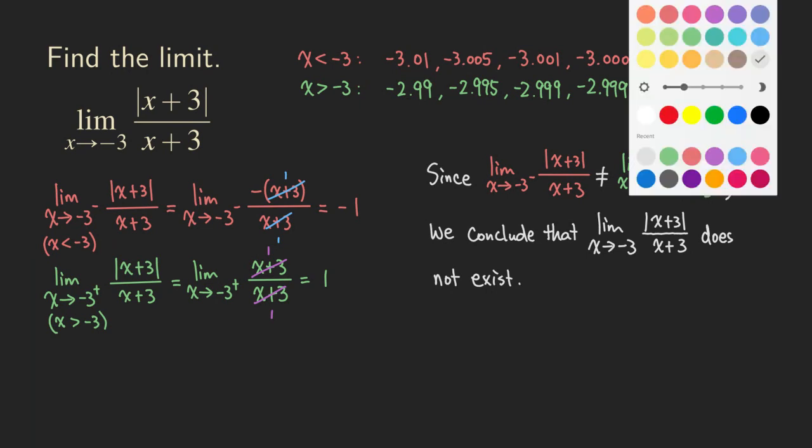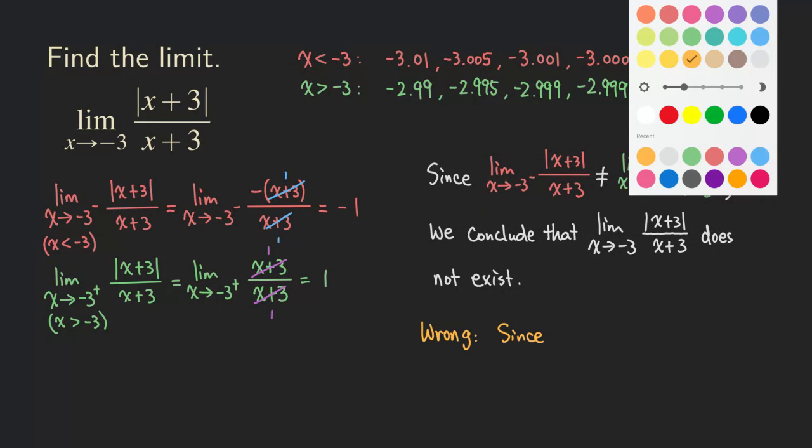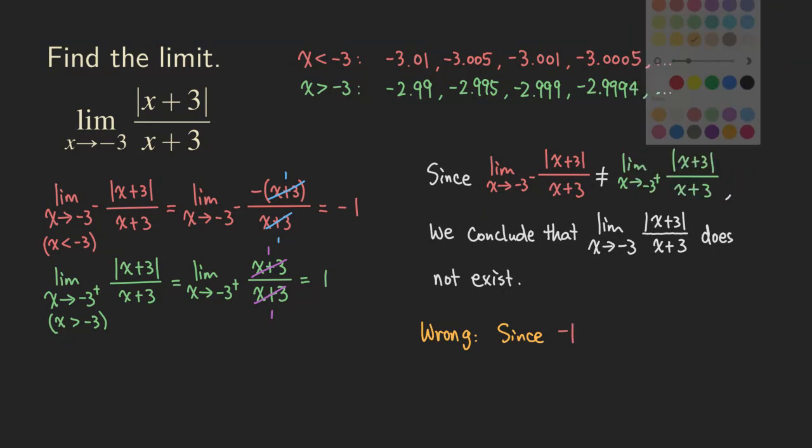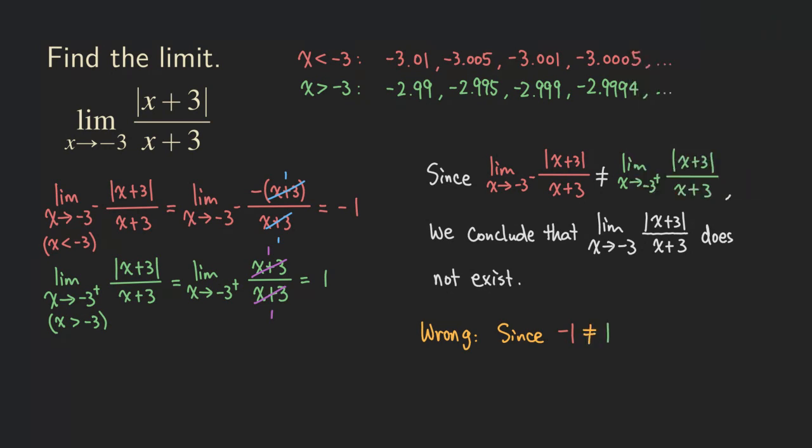There's one thing that I want to point out right here, which is that sometimes when people are writing down this conclusion, they will say something that is actually wrong. So don't do this one. Sometimes people will say, since -1 is not equal to +1, we conclude, right? The rest is the same stuff. But do you know what's wrong by saying this?